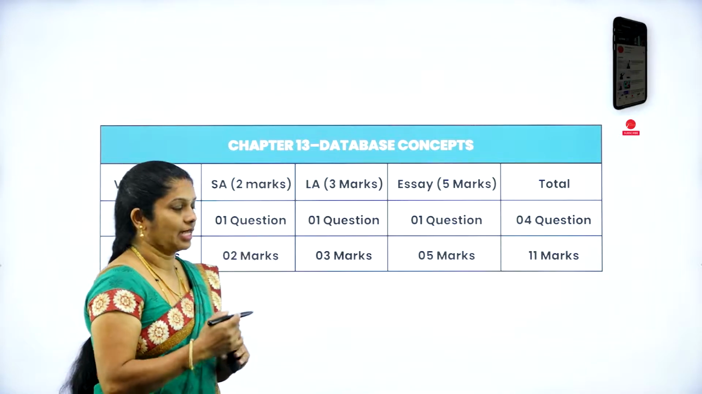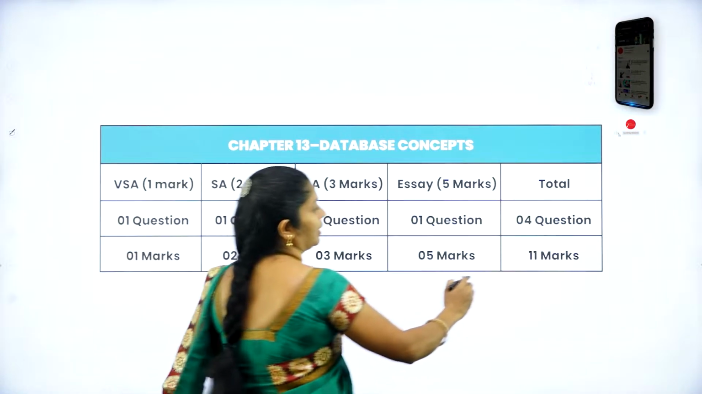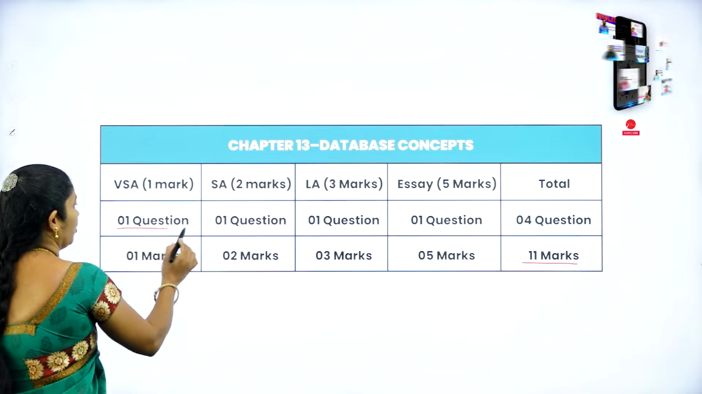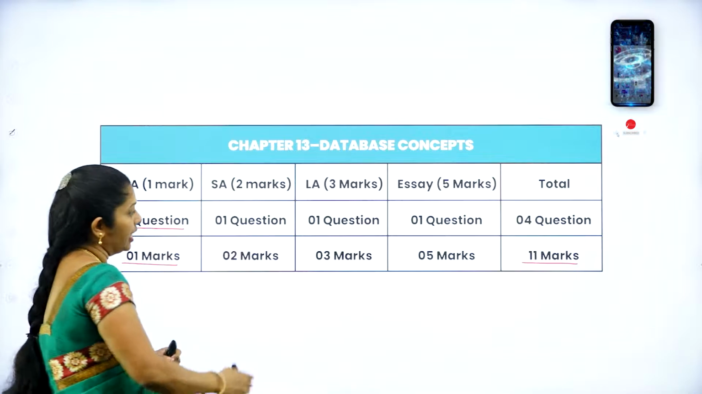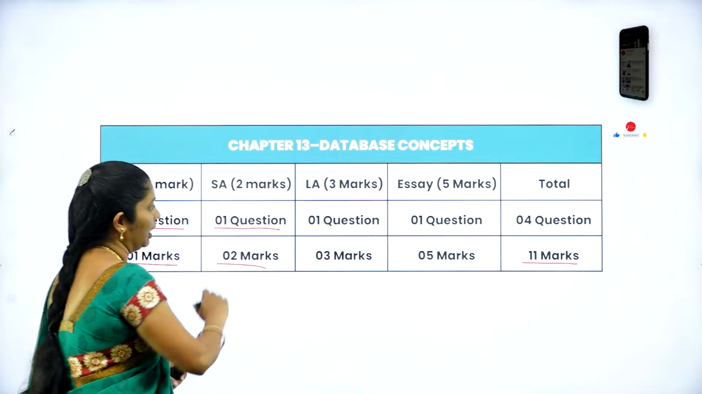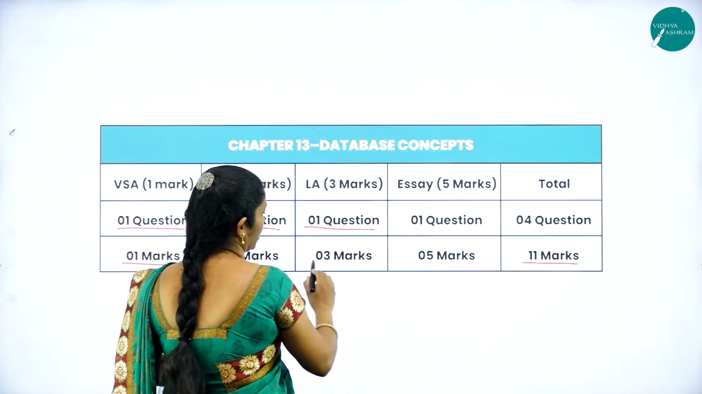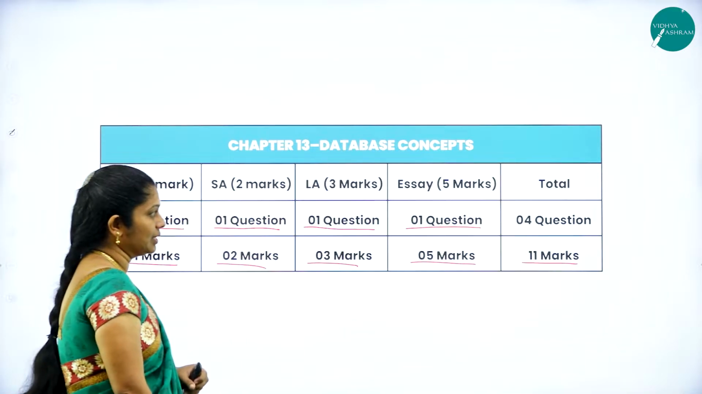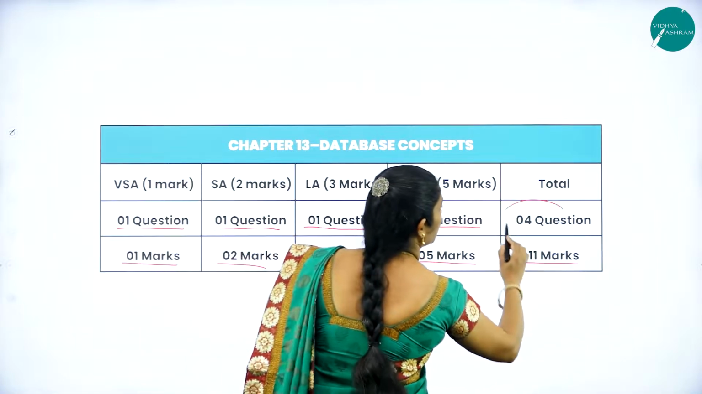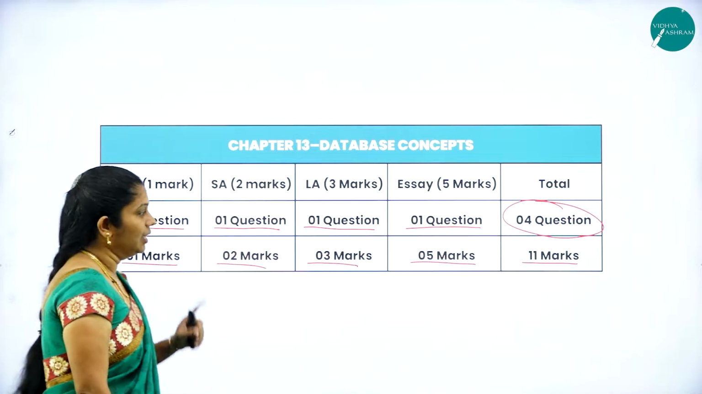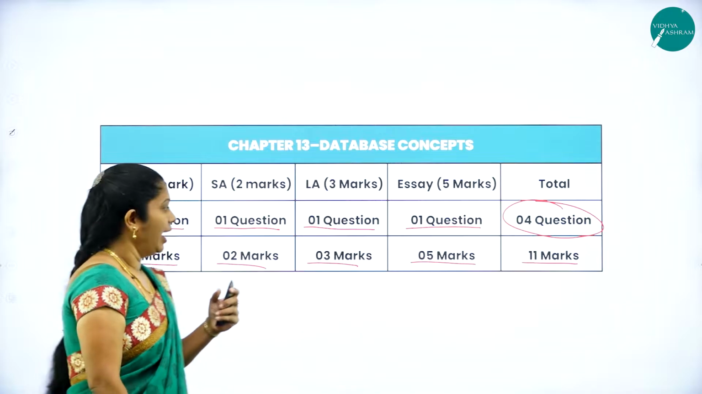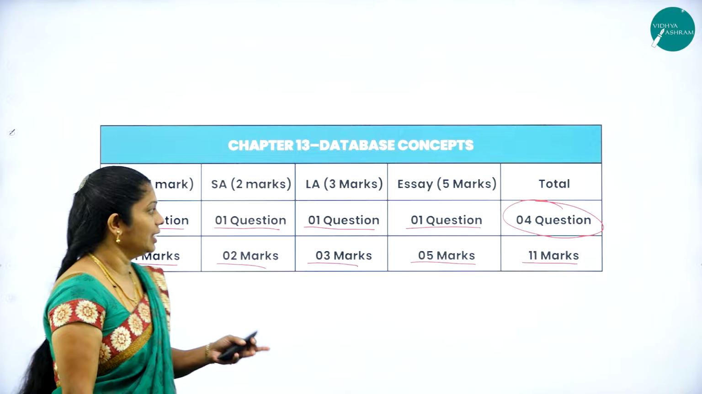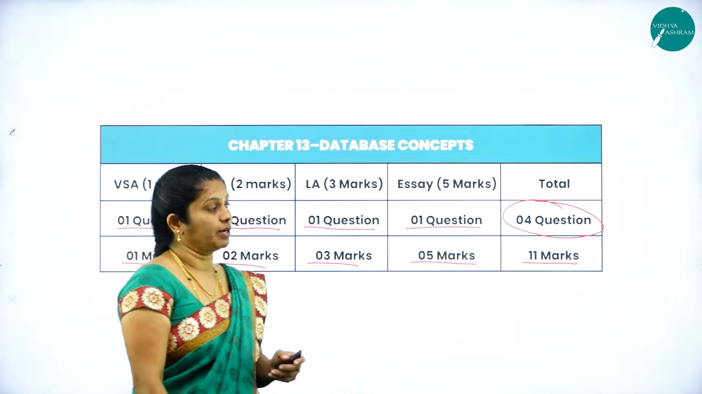In the annual exam, from this chapter, you can expect 11 marks. In part A, one question for 1 mark. In part B, one question for 2 marks. In part C, one question for 3 marks. In part D, one question for 5 marks. It means totally 4 questions you will get from parts A, B, C, D. Totally 11 marks you can expect from this chapter.